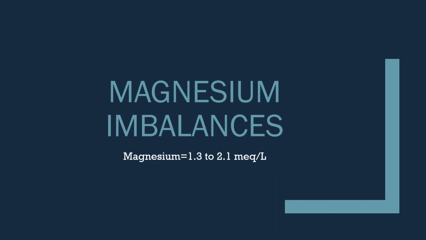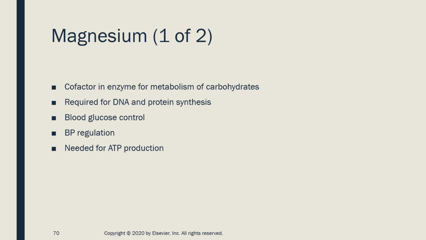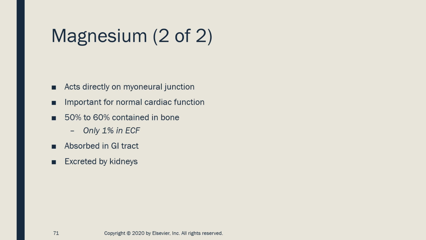Now let's move on to magnesium imbalances. And for the magnesium, the normal is 1.3 to 2.1. And in here, remember, magnesium is a cofactor in enzyme for metabolism of carbohydrates, and it's required for DNA and protein synthesis. It's very important in blood glucose control, blood pressure regulation, and needed for energy production. And as you can see here, it has an important function in cardiac. So that's why when a patient has magnesium imbalances, you will also notice arrhythmias in them.